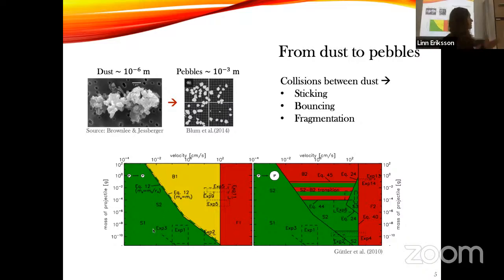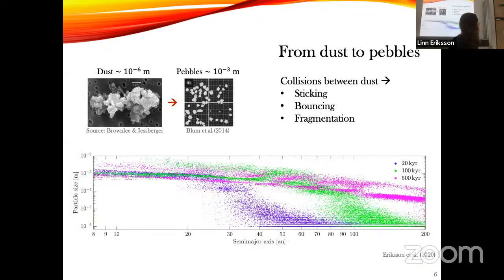Okay, so what you do then is that you take this collisional model and you put it into your simulation. So here I did that for a sort of viscous accretion disk model. And then what you basically find is that you very quickly form roughly millimeter-sized particles in the inner part of the disk. And thus, the further out from the star you get, the smaller the particles that you create are. And it also takes more time to form these millimeter particles the further out you get.